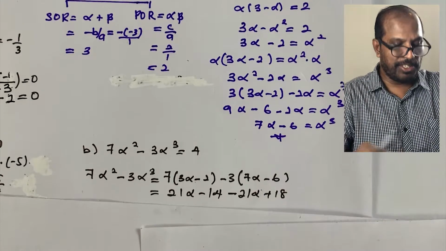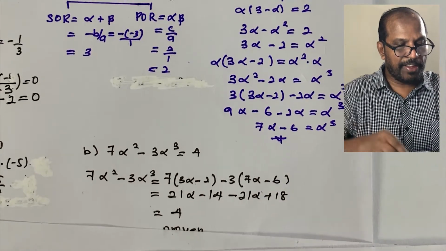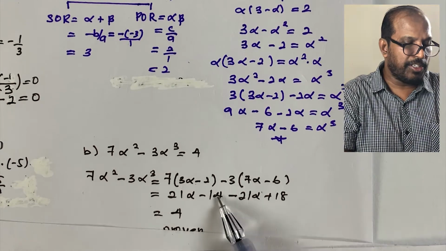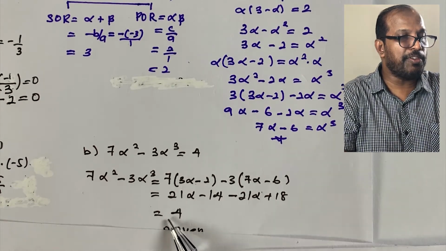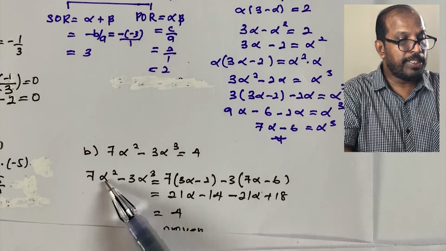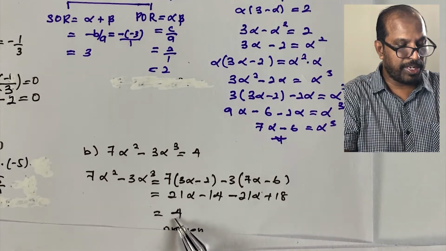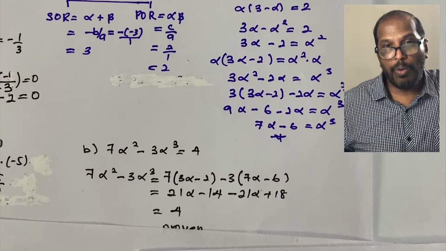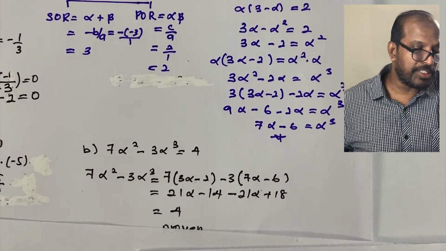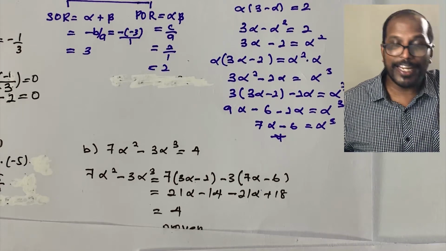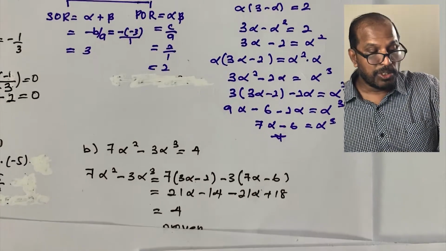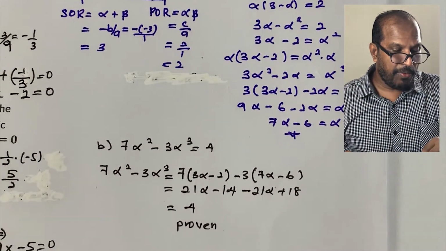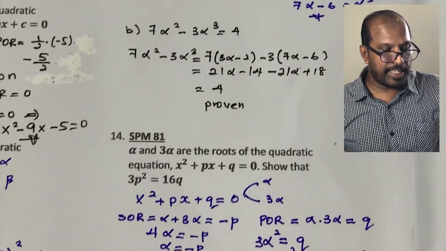Now I simplify this equation. I got 21 alpha minus 21 alpha is gone. So negative 14 plus 18 will give you 4. Therefore, we have proven 7 alpha square minus 3 alpha cube equals 4. This is another way of proving an equation. So this is how we can take the steps to prove an equation which is provided to us in the questions. Now we are going into another example.